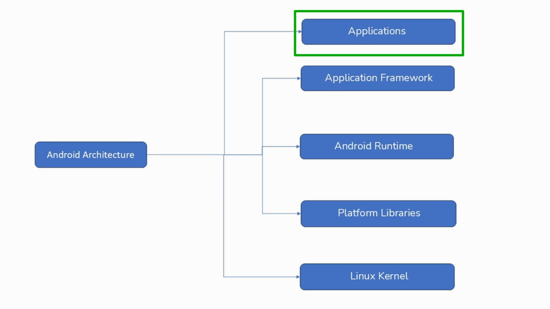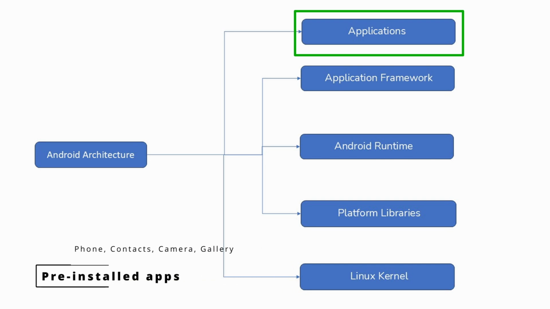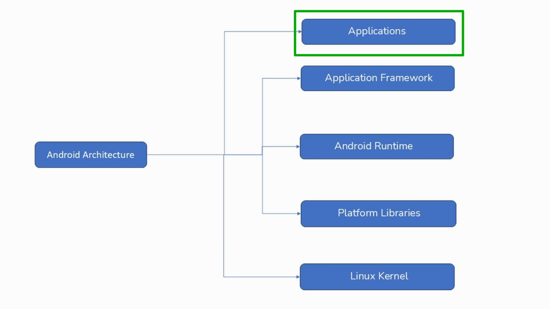Applications, which is the top layer of Android architecture. This is where all the apps run on an Android device. It includes pre-installed apps like phone, contacts, camera, and gallery, and downloaded apps from the Play Store like social media apps, games, and chat apps. These apps work with the Android runtime and use the tools provided by the application framework to function properly.